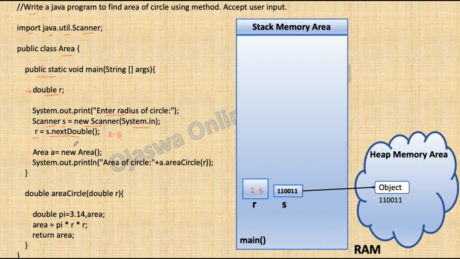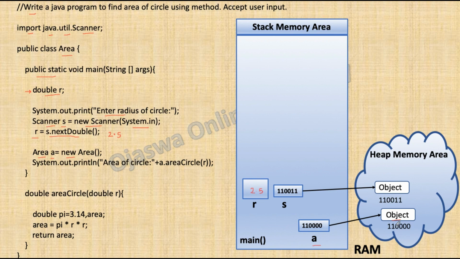What happens when you create an object? Class name is area. Reference variable is A. New keyword will create an object. So the reference variable A is created on the stack memory area and the actual object is created on the heap memory area. Suppose the address of object area is 110000.